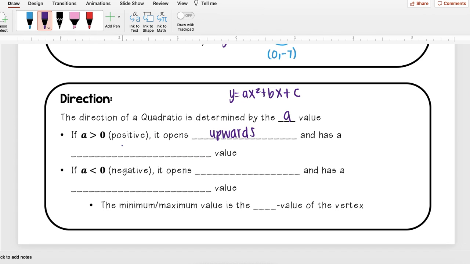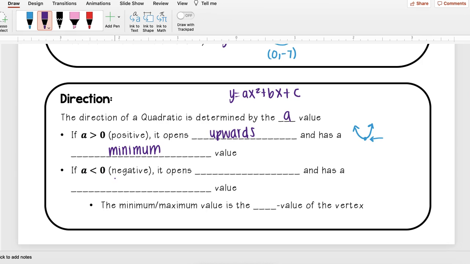And it has a minimum value. So for instance, it would look something like this. It's going to open up, and it's going to have a minimum value, and that just means that its vertex is only going to have the smallest value it can be. It can't have a maximum because it's going to continue forever upwards.